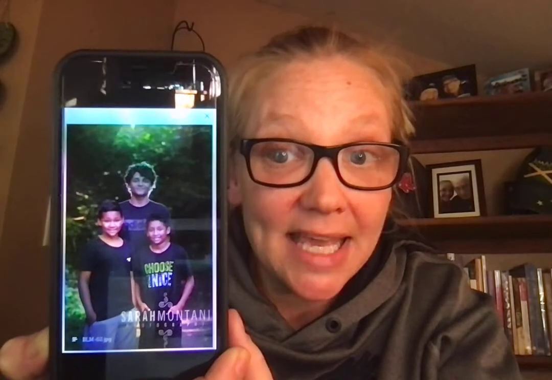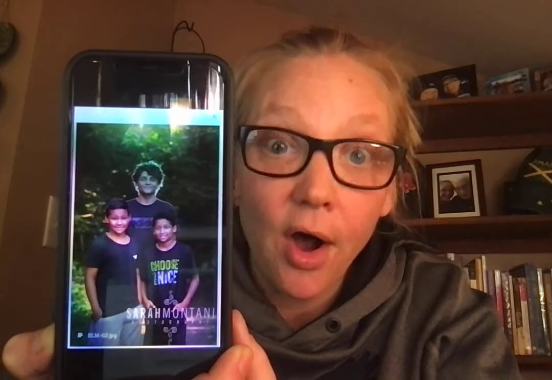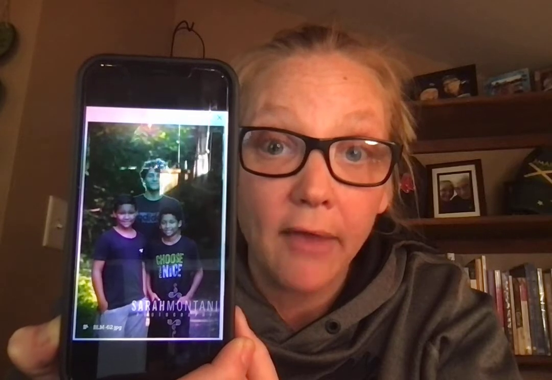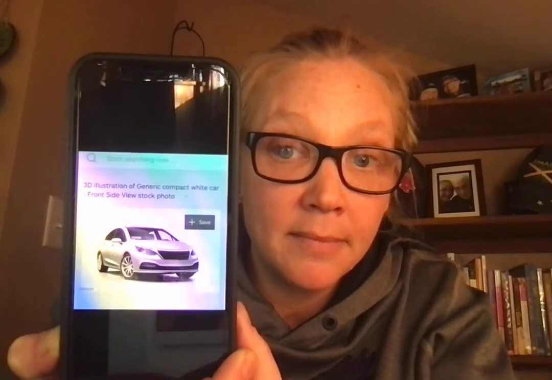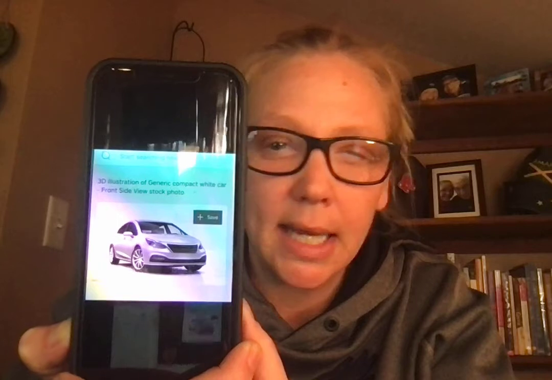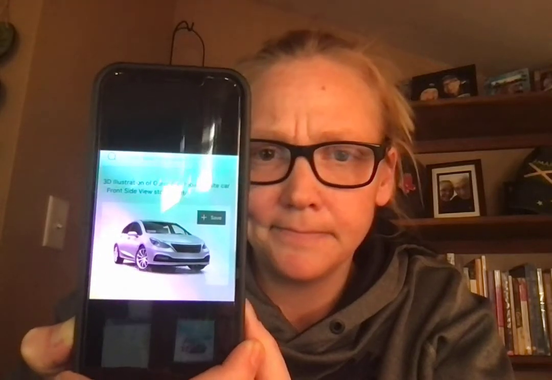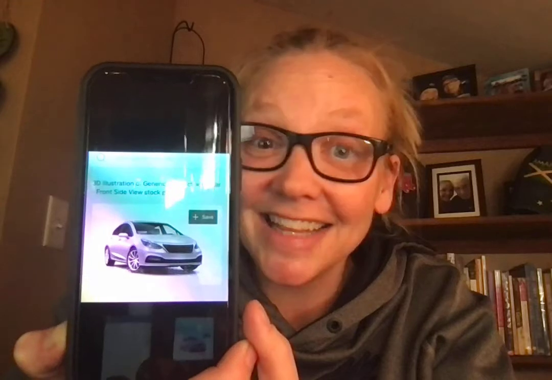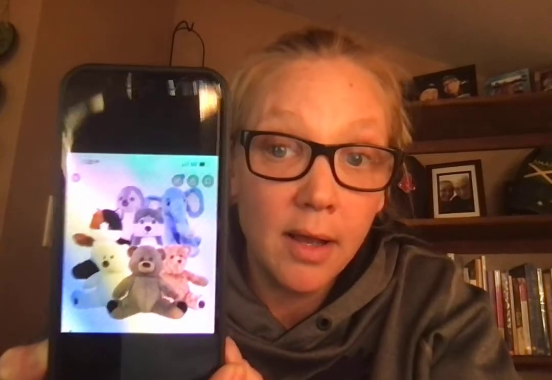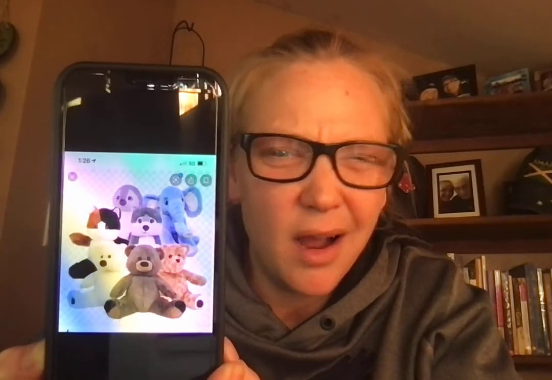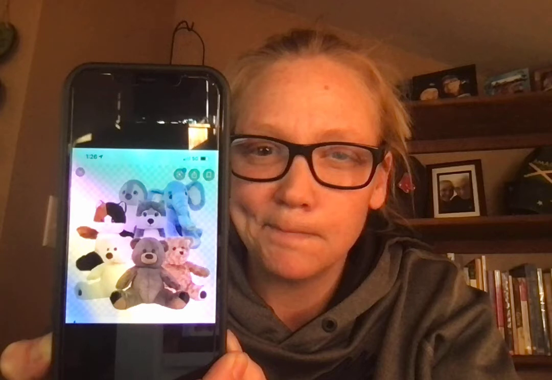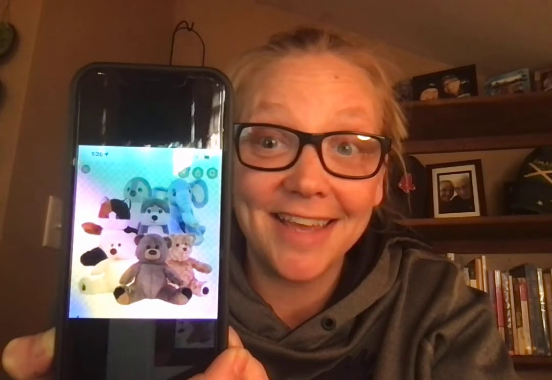Oh, those are my kids. My kids are living things. They grow and they need things to survive. Oh, that's a car. Is a car a living thing or a non-living thing? That's right, non-living. It doesn't need anything to survive. Oh, some stuffed animals. Are those stuffed animals living or non-living? That's right, non-living.